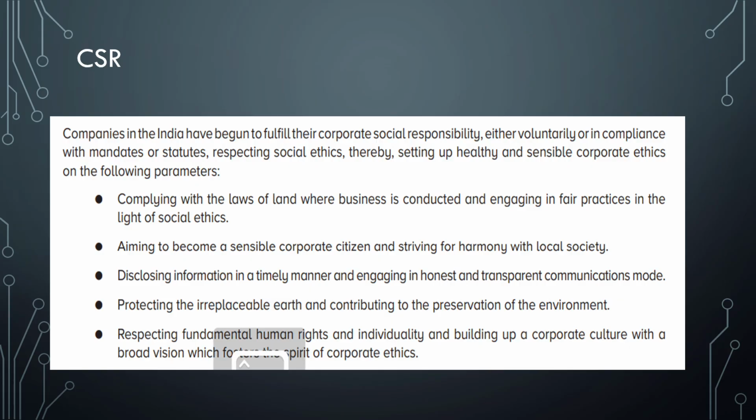Next is disclosing information in a timely manner and engaging in honest and transparent communication. And the fourth point is protecting the irreplaceable earth and contributing to the preservation of the environment. Lastly, respecting fundamental human rights and individuality and building a corporate culture. So these are the various parameters that the company should keep in mind while executing and implementing CSR. So watch this video 2 to 3 times.